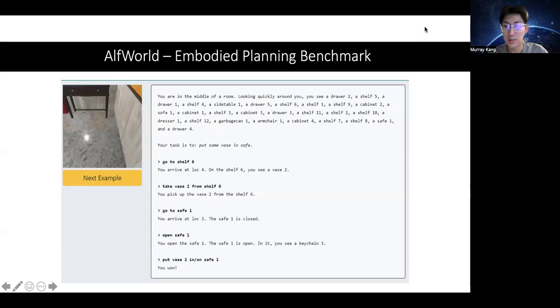And here's the last task called ALFWorld embodied planning. Here's an example. We have a description of the current state, like what we can see around us, and a task description, for example, to put some waste in the safe. And we take some actions, for example, go to shelf 6 and take waste 2 from shelf 6, until we reach the goal.